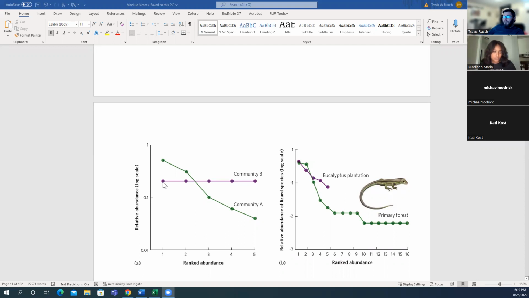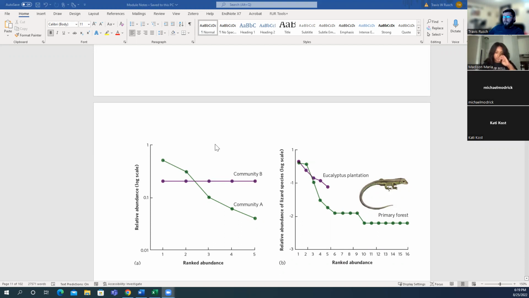Well, if we're talking about evenness, is the abundance different in community B across species, or are they the same? They're the same. Yeah, right. It's a very even community because all the species have the same abundance, versus A, where you have different abundances for the different species. So the evenness is less for community A than it is for community B.